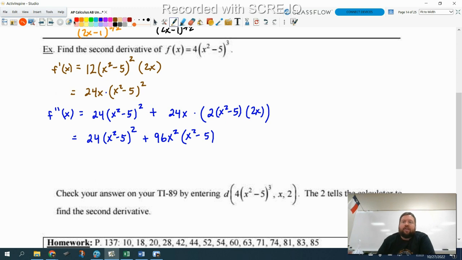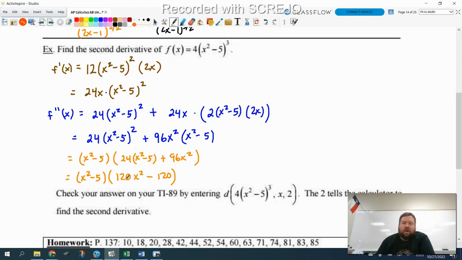All right, these both have an x squared minus 5, so I'm going to factor that out. That'll leave me with a 24 times x squared minus 5, because I still have one more left over there, and then just plus 96x squared. All right, we can combine some like terms here. So I get x squared minus 5 multiplied by 24x squared plus 96x squared. 24 plus 96 is 120x squared. And then 24 times negative 5 is negative 120.